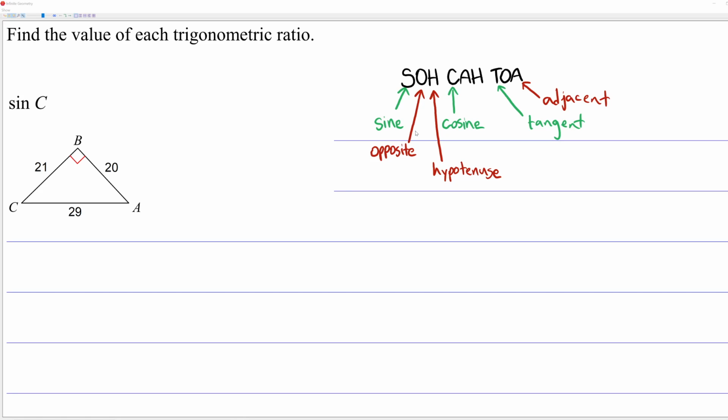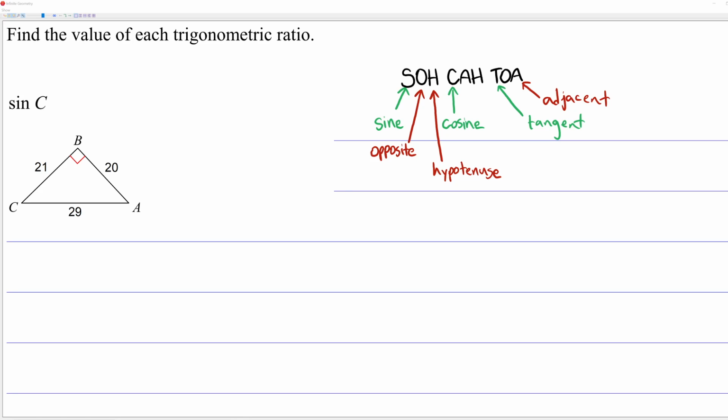The other letters represent sides of a triangle. The opposite side, the hypotenuse, and the adjacent side. Now, we know what the word hypotenuse means. In a right triangle, the hypotenuse is always across from the 90-degree angle. The words opposite and adjacent are relative based on an angle in which we have interest.